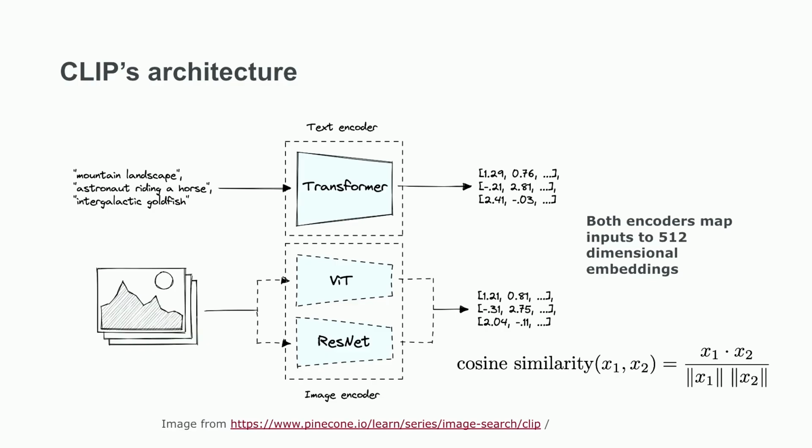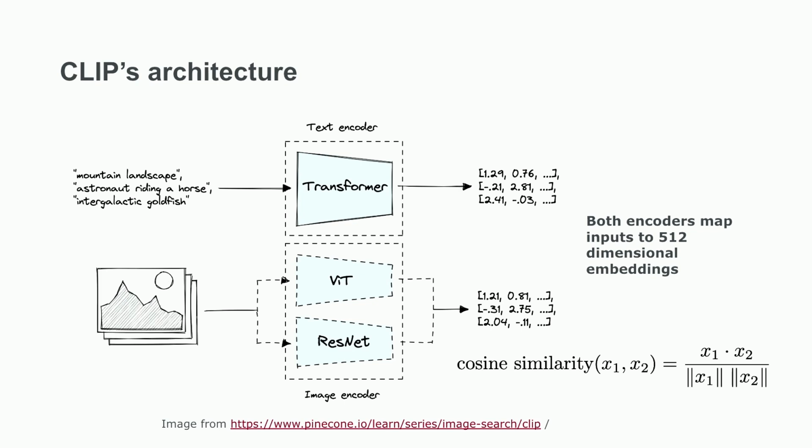Each one has its own weights, but they're going to be updated by the same loss function. It's going to be a symmetric cross entropy loss that we're going to see next. The image encoder can be a vision transformer or a ResNet, and this is the one that is going to be creating the embeddings for the images. Both of the encoders map the inputs to a shared 512-dimensional embedding space. That means that the embeddings of the text are going to have the same size as the embeddings of the images.